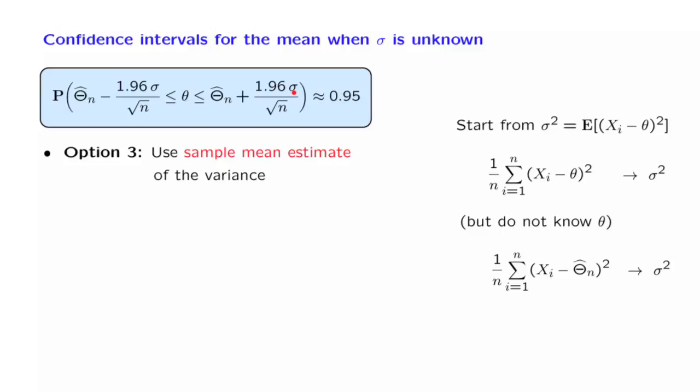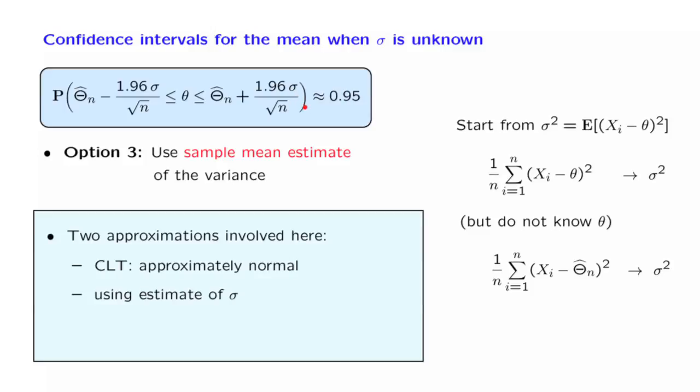Some remarks. This procedure of constructing confidence intervals involves two separate approximations. One approximation has to do with the fact that the sample mean is approximately normal according to the central limit theorem. And then there is a second approximation that comes in using an estimate of sigma instead of the true value of sigma. Now, when we estimate sigma instead of using the true value, we're introducing some additional randomness in this procedure, and because of this randomness, the confidence intervals actually should be a little larger.